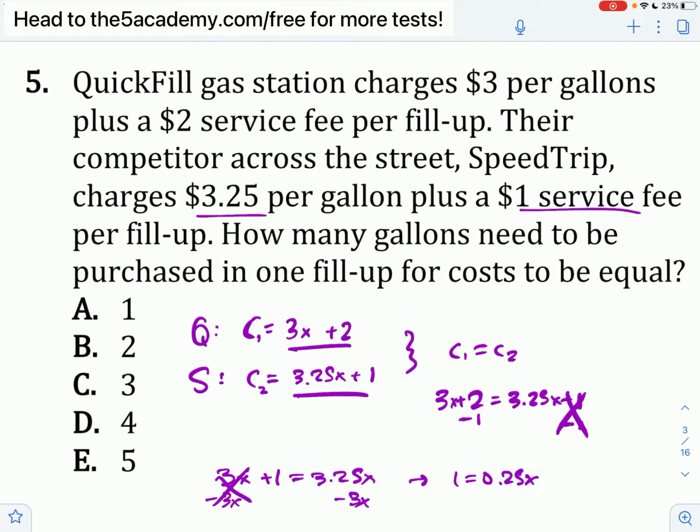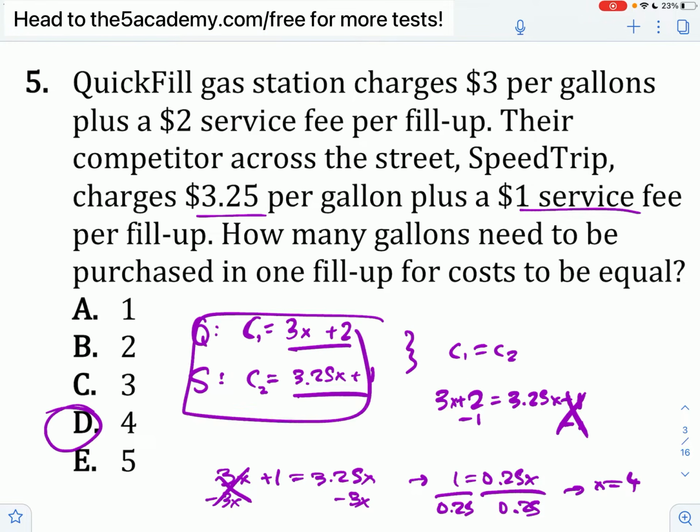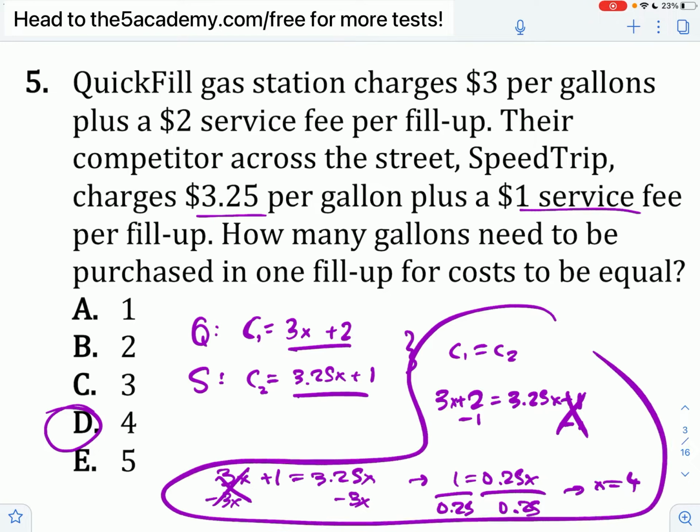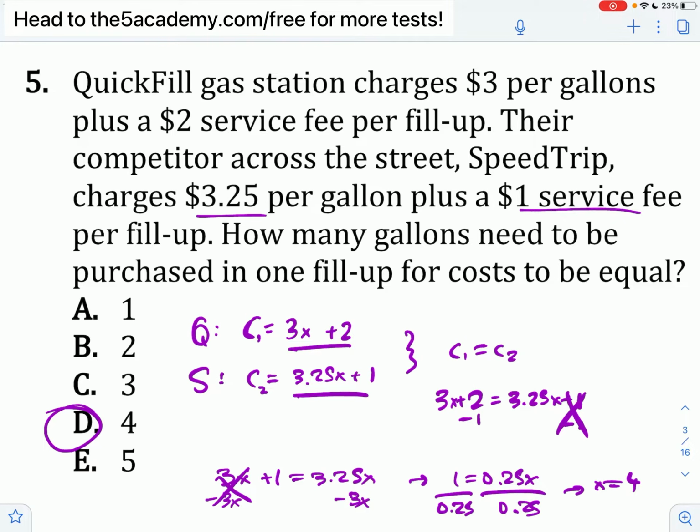And then, okay, this is the last step. It's to divide by 0.25. Okay? If you don't know what 1 divided by 0.25 is, just do it on your calculator. X will end up equaling 4. Okay? So after 4 gallons, you can check this equation just to see. You will have the same value. Now, if you don't want to do all this algebra, if it doesn't make sense to you, you can solve this by plugging in each of the answer options into both equations and seeing which value gives you the same cost.